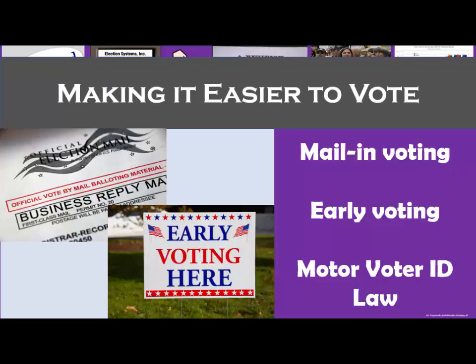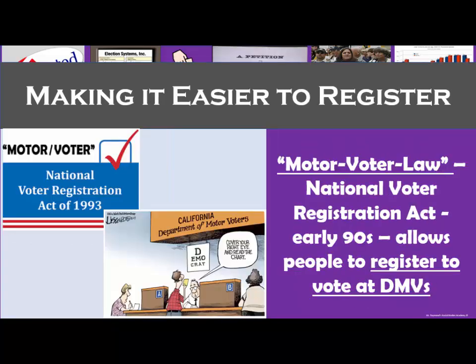So, like early voting, there are other ways that some state governments are trying to increase participation. One way that the federal government responded was passing what's called the Motor Voter Act, which allows you to register to vote when you get your driver's license.